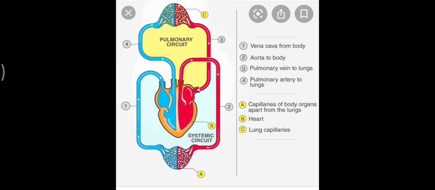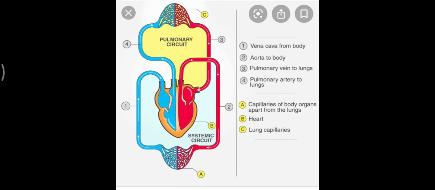Now the separation for double circulation is very important for us because we are warm-blooded animals. We cannot change our body temperature. We need to keep our body temperature constant, and for keeping that constant we require energy, and for energy we need a supply of oxygen in a continuous manner. That is why the heart is separated into left side and right side.